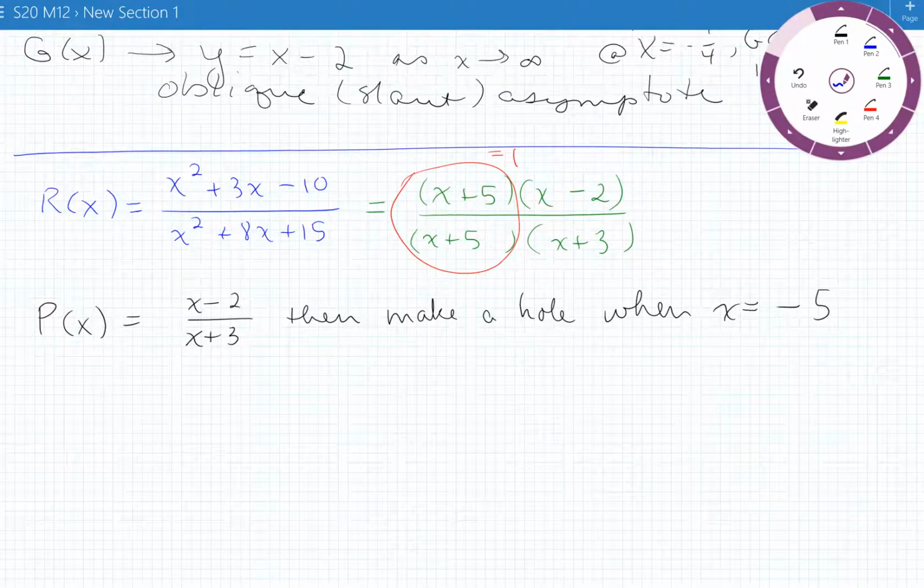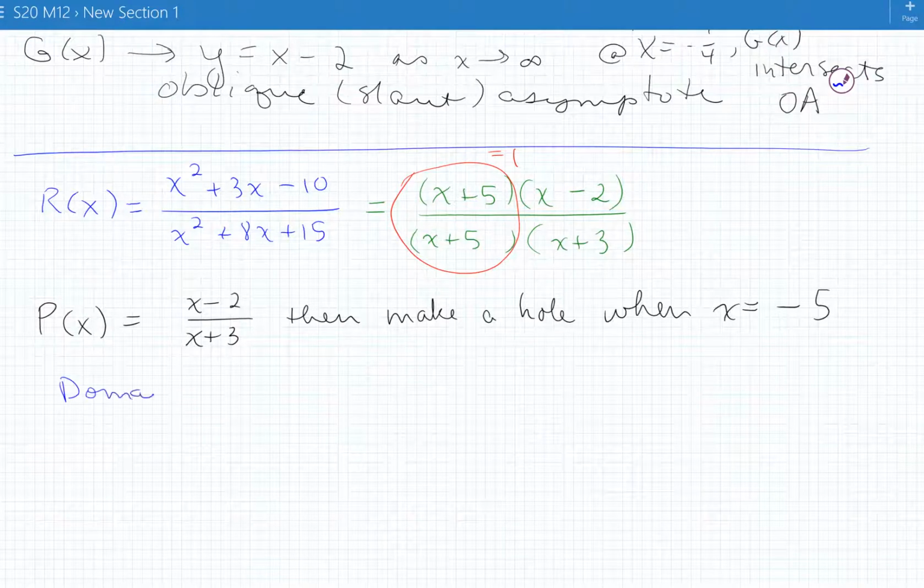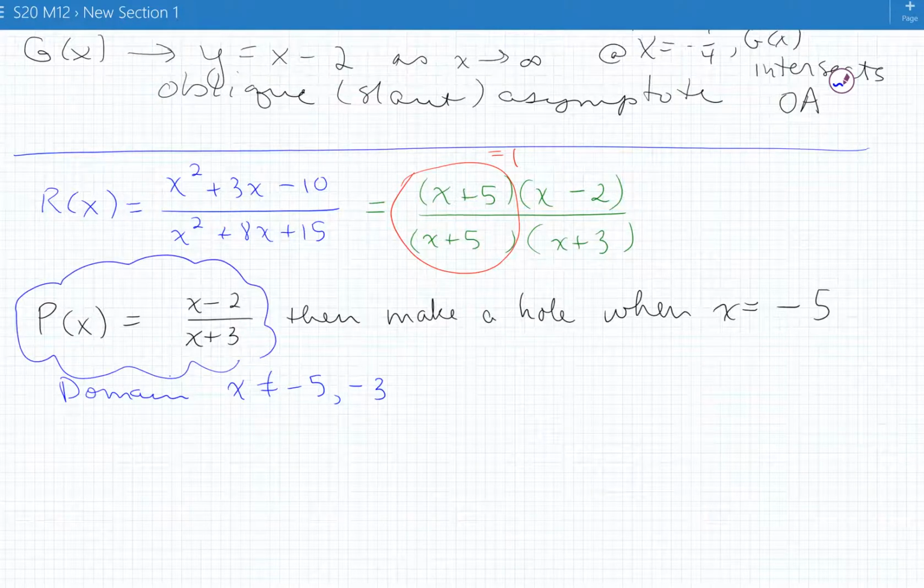Okay, so we've done the factor numerator and denominator. Then find the domain. So x can't be negative 5 or negative 3 because those will make the denominator 0. So then we've written r in lowest terms. That's what p is. And then we need to find the intercepts of the graph.